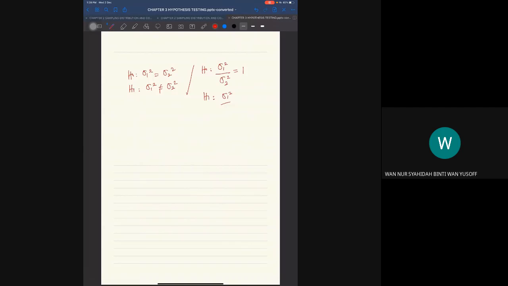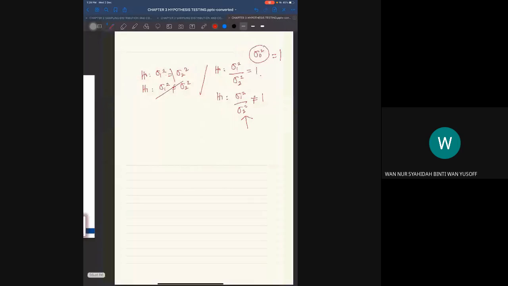When you write in the form of a ratio, automatically the sigma naught square equals 1. So for the case of the ratio of two population variances, sigma naught square is always 1. It cannot be 0, because if 0, it is undefined here. It must be 1. Okay, because of this.